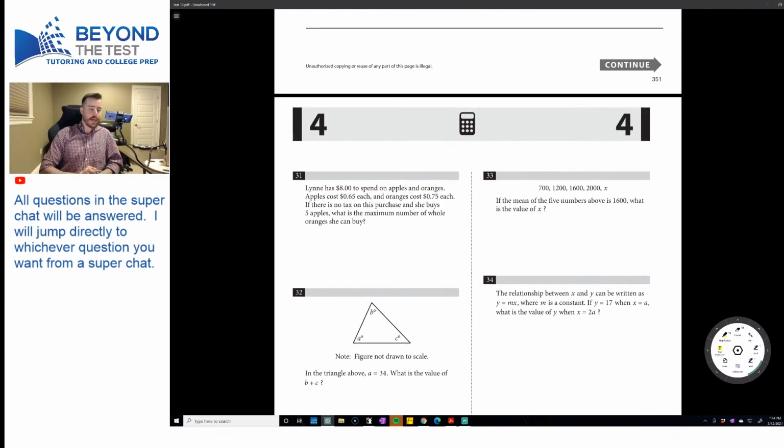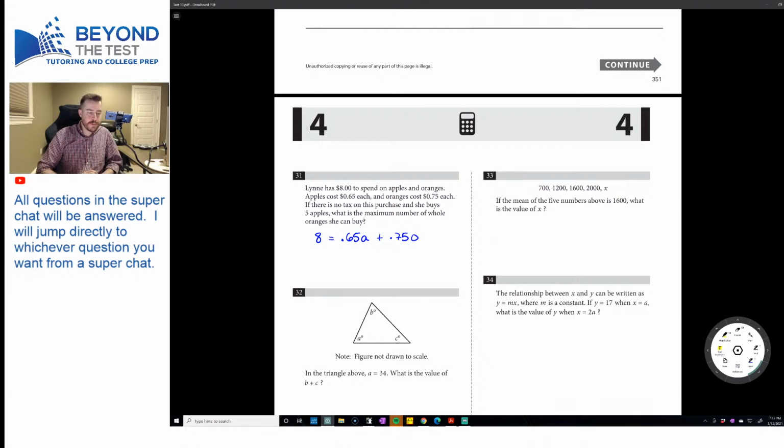All right. So taking a look at 31 here, it says Lynn has $8 to spend on apples and oranges. Apples cost 65 cents each and oranges cost 75 cents each. If there is no tax on this purchase and she buys 5 apples, what is the maximum number of whole oranges she could buy? Okay, so she has $8 here. So we have $8, and we can spend 65 cents per apple. And in addition to that, oranges cost 75 cents. So it's 75 cents per orange, which I'll put as O.